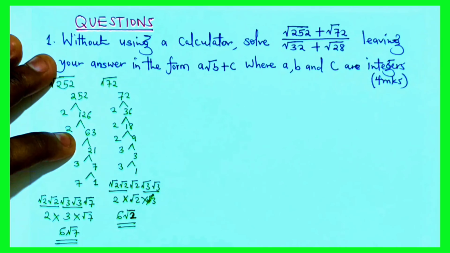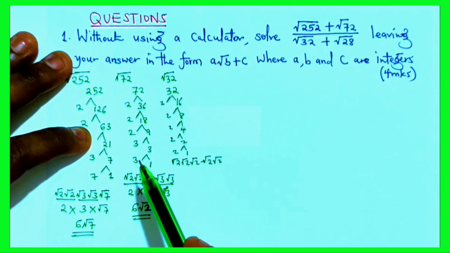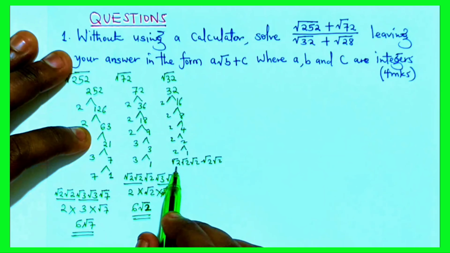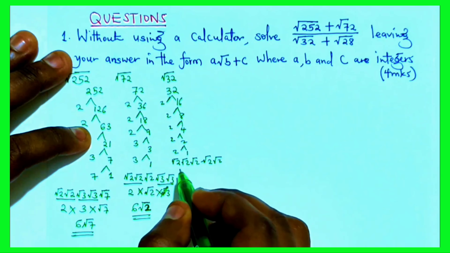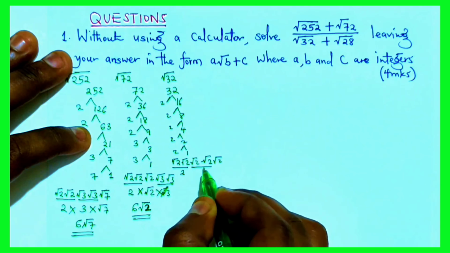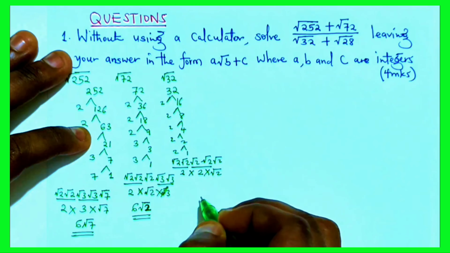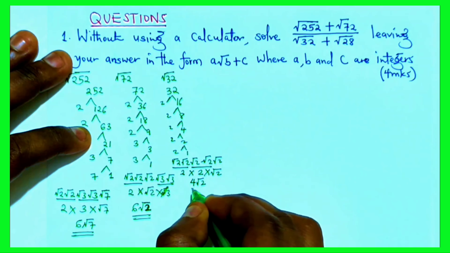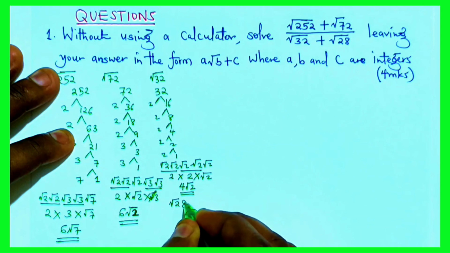The third number is root 32. This is the prime factorization of root 32, so we end up with root 2 multiplied by itself 5 times. By simplification, when you multiply root 2 by itself, we end up with 2, and when you multiply root 2 by itself again, we also end up with 2, and then the root 2 at the end will remain. So the answer here is 4 root 2. And then the last number is root 28.